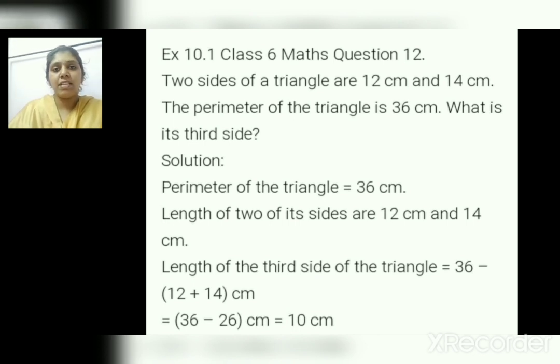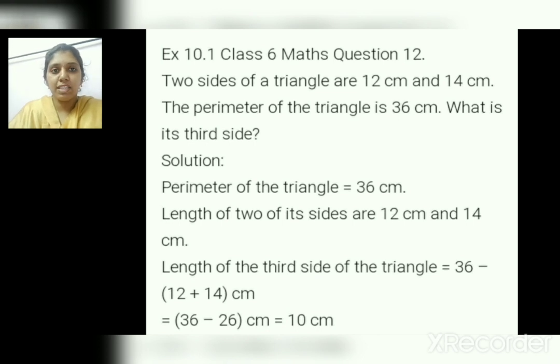So perimeter is equal to length of first side plus length of second side plus third side, which we have to find. Third side we don't know. We will substitute the value of the 2 sides and we will substitute the value of perimeter. From that we will find the length of the third side. Let's move into the solution.